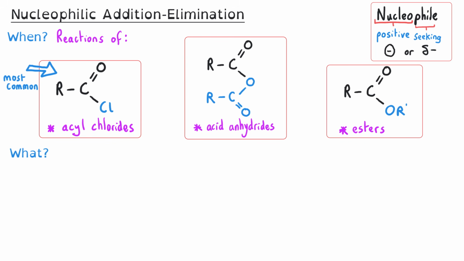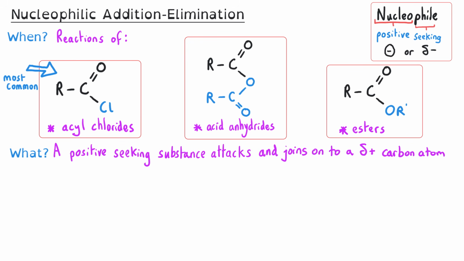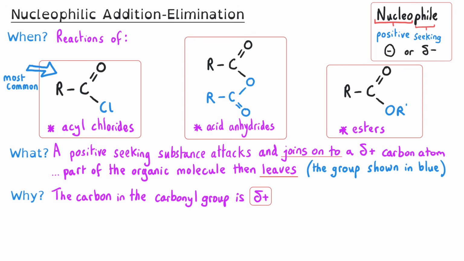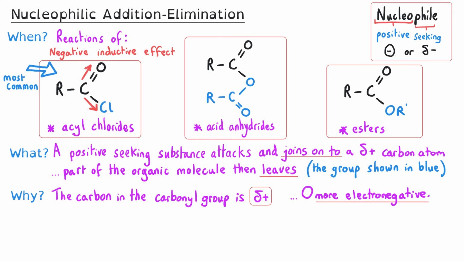What actually happens in a nucleophilic addition-elimination mechanism is a positive-seeking substance, the nucleophile, attacks and joins onto the carbonyl carbon atom, which will be electron deficient. And so this is the addition stage of the mechanism. And then the elimination stage of the mechanism is where part of the original organic molecule then leaves. This mechanism occurs because the carbon in the carbonyl group is electron deficient. And this is because it's actually connected to two electronegative atoms, the oxygen and sometimes another oxygen or a chlorine.